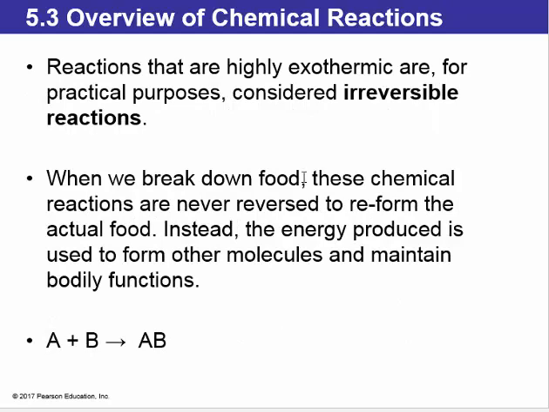Not all chemical reactions engage in equilibrium. When that happens, the reactions are known as irreversible, and this tends to happen with very highly exothermic reactions such as combustion. Another example is when we break down our food. These chemical reactions are never reversed to reform the actual food. So some reactions are not reversible, and we tend to write those with an arrow just going in the direction towards the products. A plus B goes to AB.